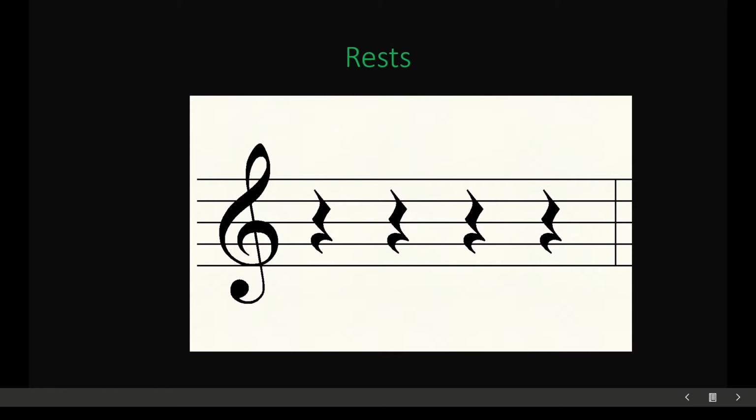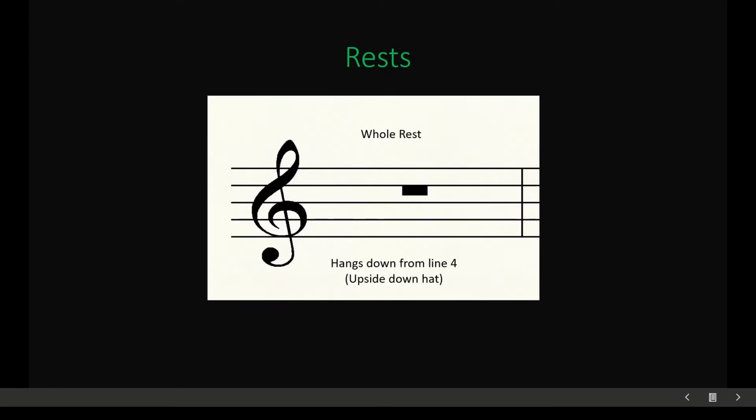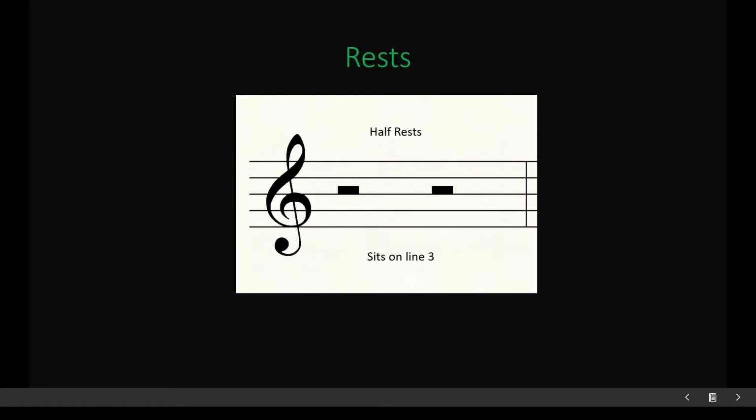So now, in reference to notes, we also have to talk about rests. Rests denote the duration of silence. Now, as we differentiated the notes, we have to differentiate the rests. So this is a whole rest. Notice it hangs down from line 4. It looks like an upside down hat, like one of those upside down bowling hats maybe.